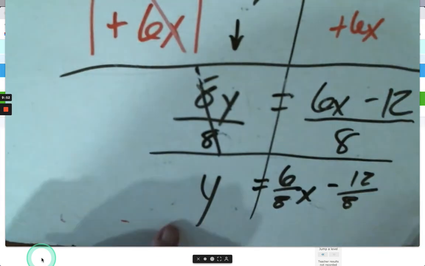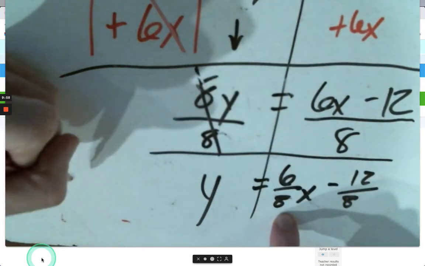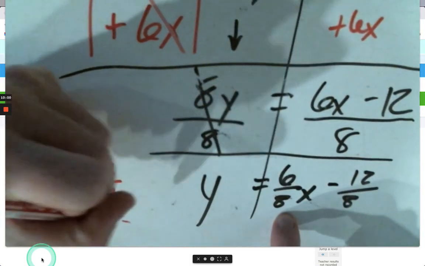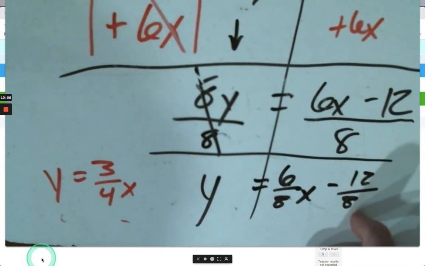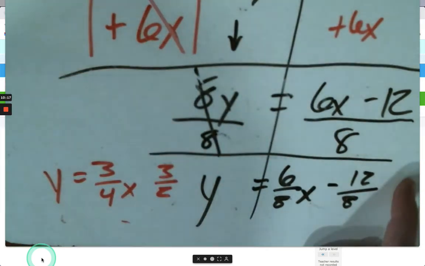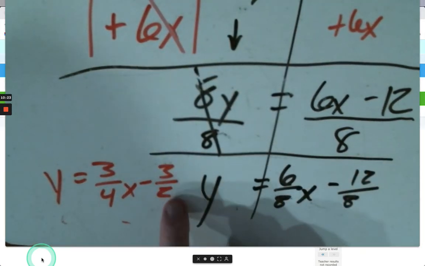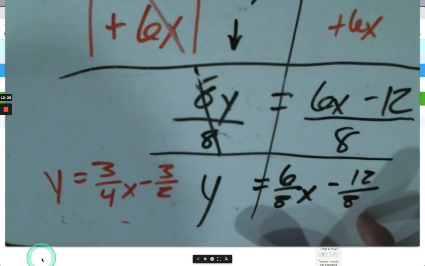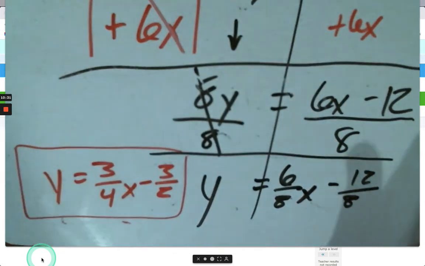So y equals 6 over 8x. I'm going to convert that right now. 6 over 8 is equivalent, or the same thing, as 3 over 4. It's a simpler way to say 6 over 8. And 12 over 8, these are both divisible by 4. So I actually know 12 divided by 8, if I divide them both by 4, 12 over 8 is really the same thing as 3/2. I'm going to need a subtraction sign there still, because we were subtracting 12 over 8, so we're still going to be subtracting 3/2, which is equivalent to 12 over 8, just written in a simpler way. So that's the final equation we would need there.